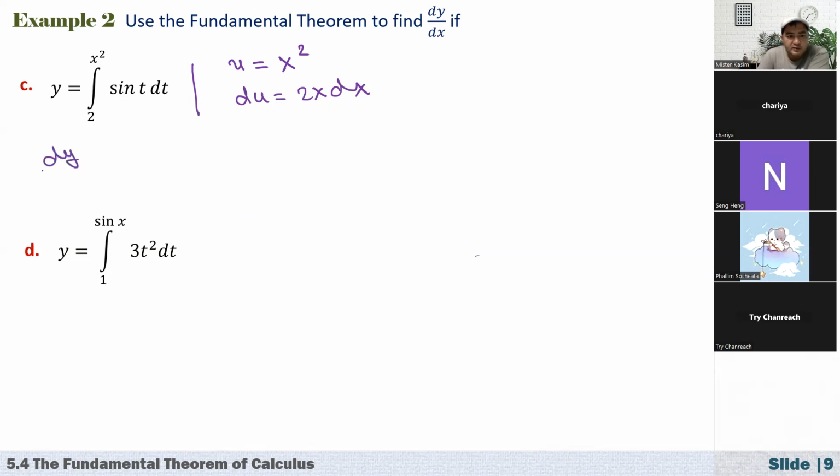Then dy dx will be equal to d dx of the integral from 2 to x squared of sine of t dt.